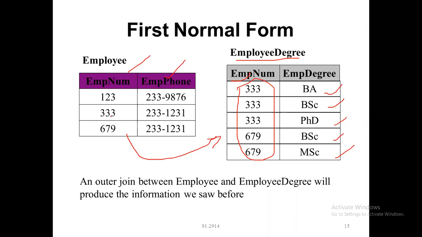See here: 1, 2, 3, 3, 3, 3 and 6, 7, 9 are there. So 6, 7, 9 has been repeated many times, and 3, 3, 3 has been repeated many times. 1, 2, 3 has not been repeated. So now this becomes the master table, and this becomes the child table.